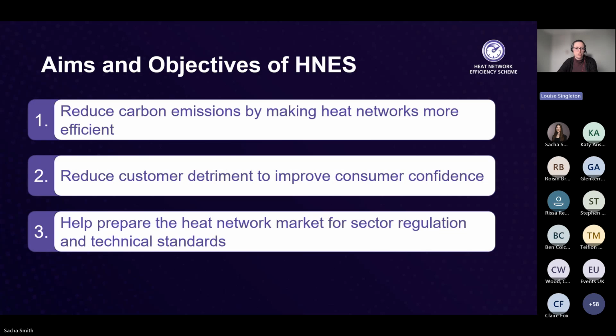The first one is to reduce carbon emissions by making heat networks more efficient. If we are letting energy and heat escape into the atmosphere, obviously we're creating more carbon than we need to. So we want to make sure that networks are operating as efficiently as possible, not using more energy than they need to, more fuel than they need to, and therefore reducing carbon emissions.